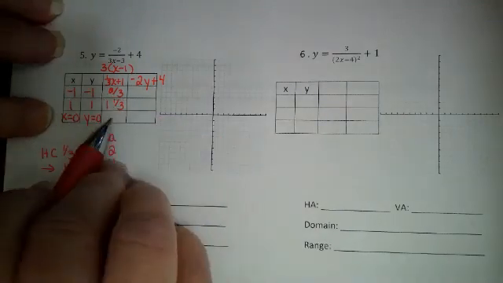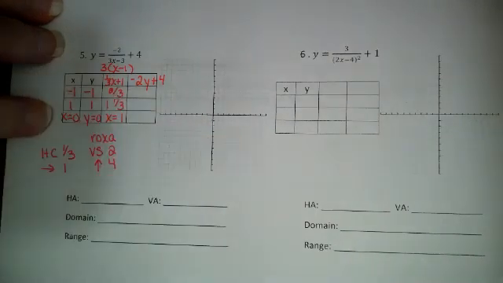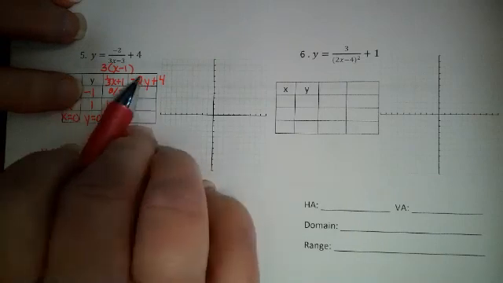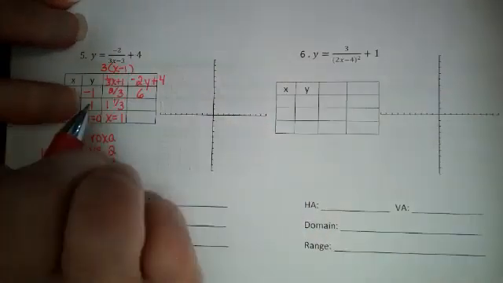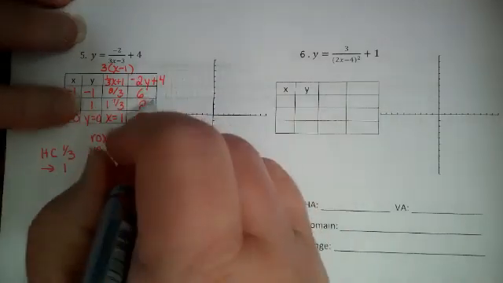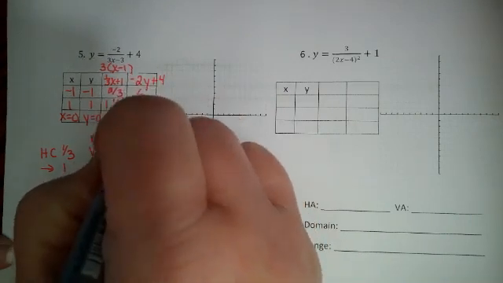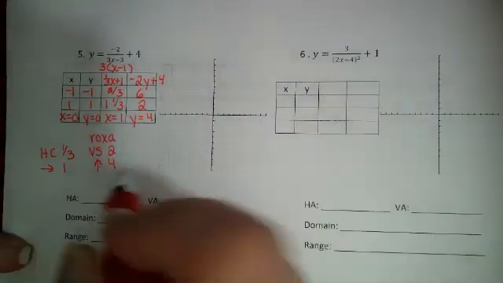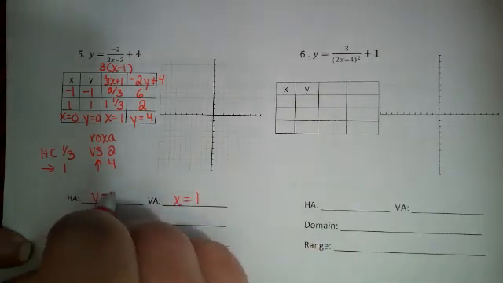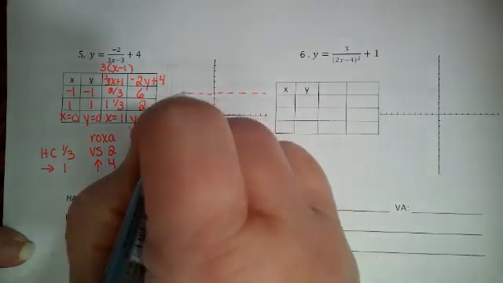And my asymptote, since I went to the right 1 space, my asymptote went to the right 1 space also. My y values, negative 2 times negative 1 is positive 2 plus 4. And then negative 2 times 1 is negative 2 plus 4. Since my y value went up 4 spaces, so did my asymptote. So I've got x equals 1 for my vertical and y equals 4 for my horizontal. And put those up here.